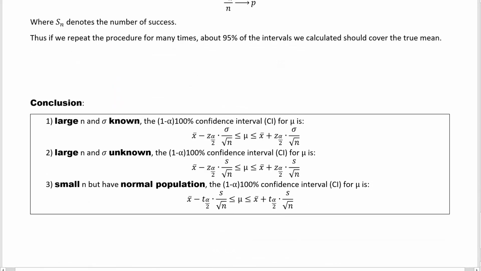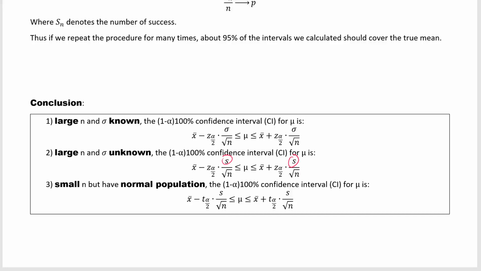So, conclusion. For large n and sigma known, the confidence interval is this, which I already included in the table in the previous session, but we crossed it out and said we're going to talk about that in this session. Okay, second case, if we have a large n and we don't know sigma, then we use the sample standard deviation. So we replace sigma by s. We still use z because we have a large sample.